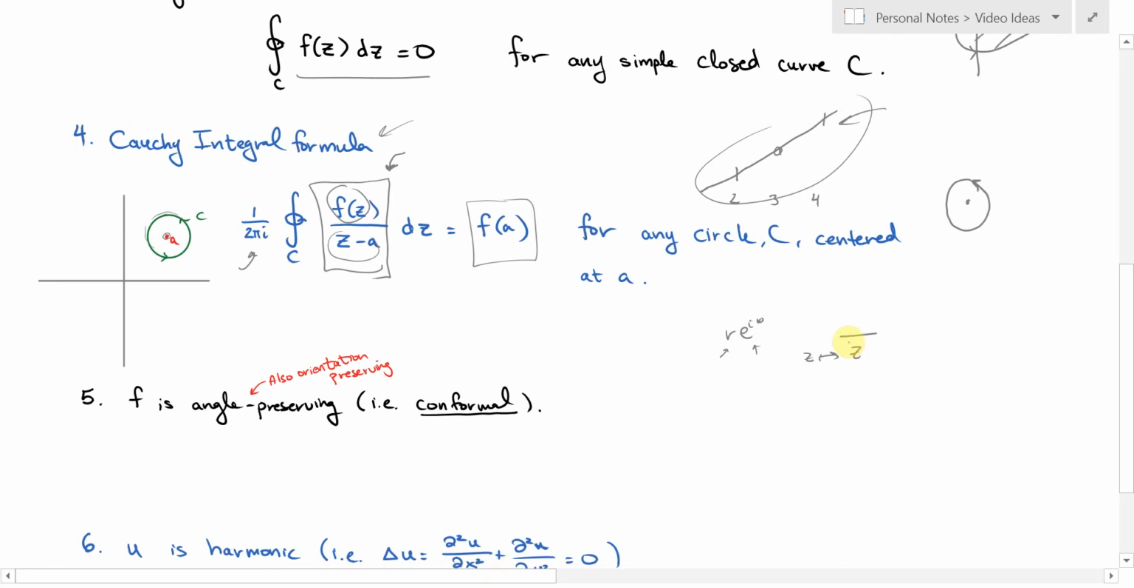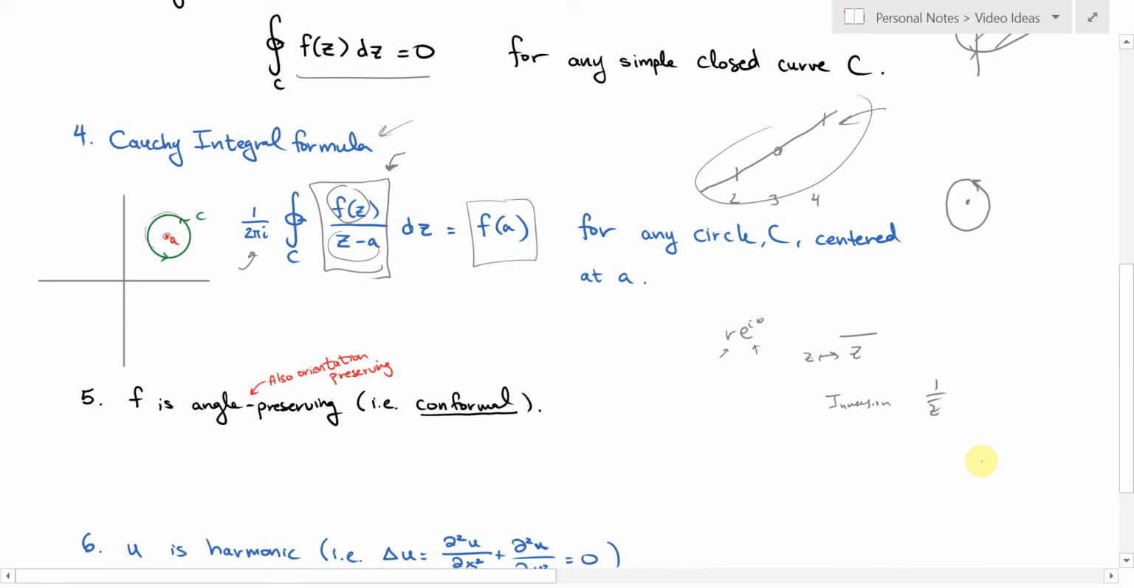It reflects the entire complex plane through the real axis. And then we also discussed inversion in the unit circle, right? 1 over z bar, which kind of swaps the interior of the circle with the exterior of the circle. Of course, it's not defined at 0, but that's not a big deal.